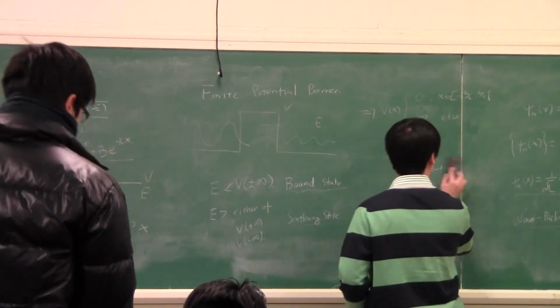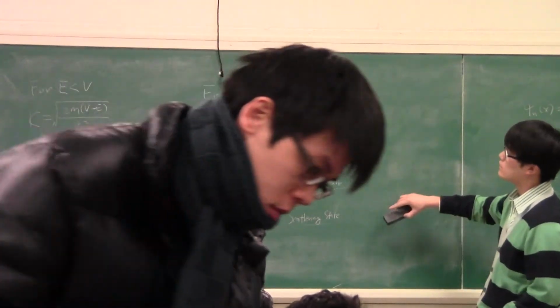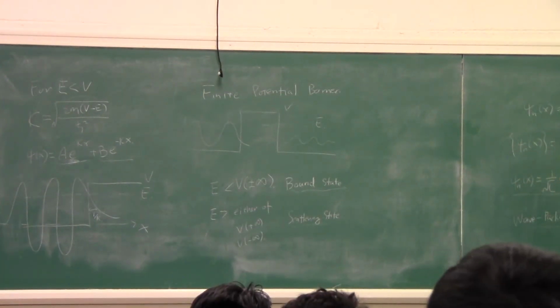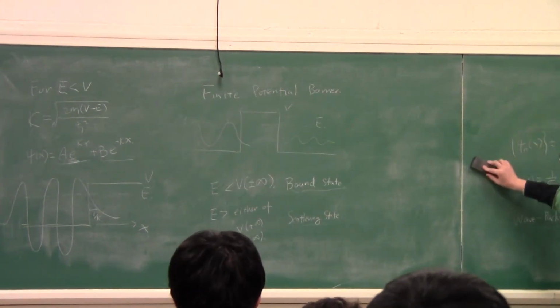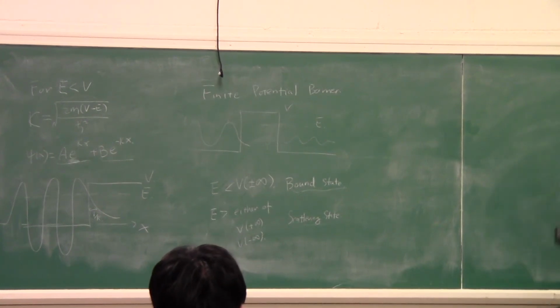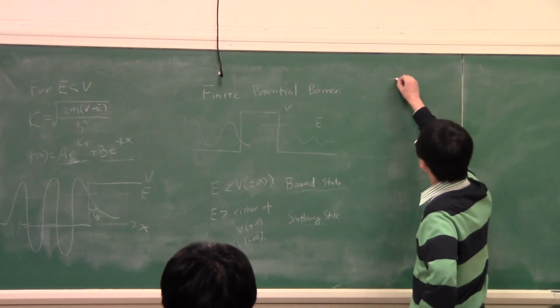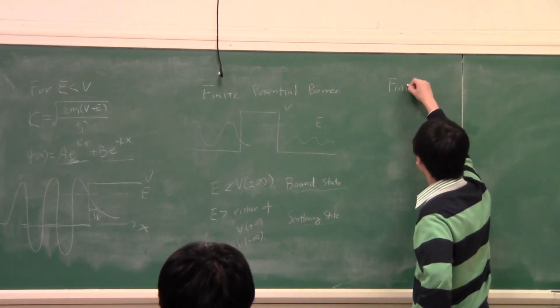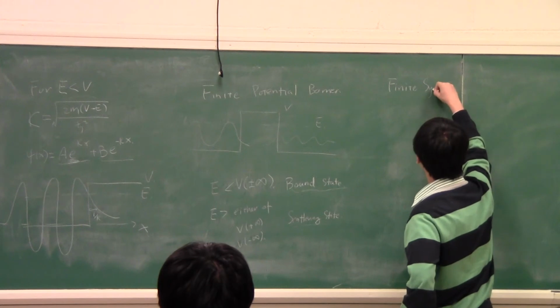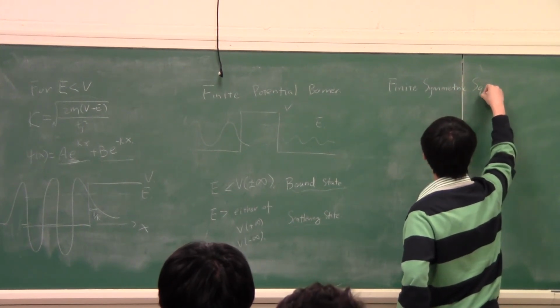So you've already seen bound states for the infinite square well. But now let's consider its variation, which is an extremely useful example, even having a lot of actual applications. So let's talk about the finite symmetric square well.